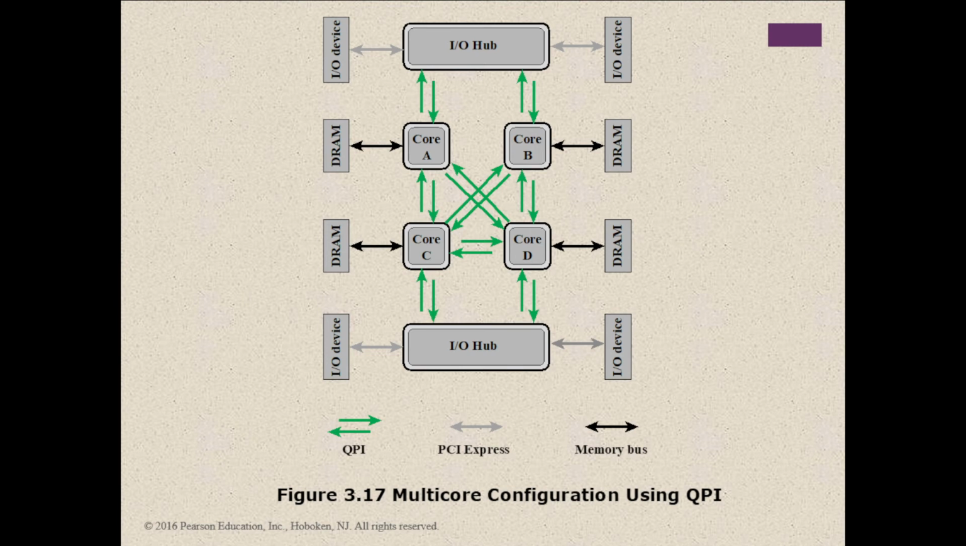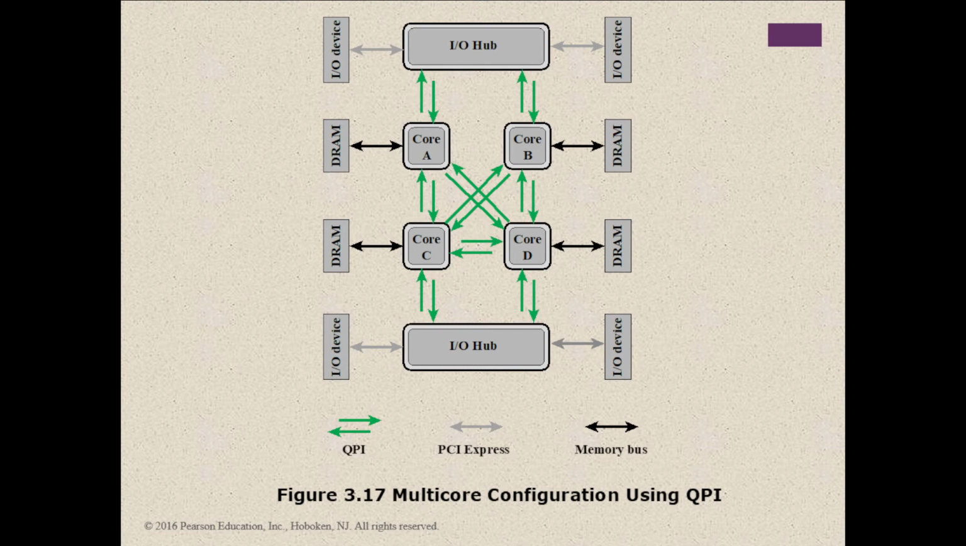In addition, QPI is used to connect an I/O module called an I/O hub, or IOH. So we have the I/O hub here. The IOH acts as a switch directing traffic to and from the I/O devices. Typically, in newer systems, the link from the IOH to the I/O device controller uses an interconnect technology called PCI Express, or PCIe, which is described later in this chapter. So the IOH translates between the QPI protocols and formats and the PCIe protocols and formats.